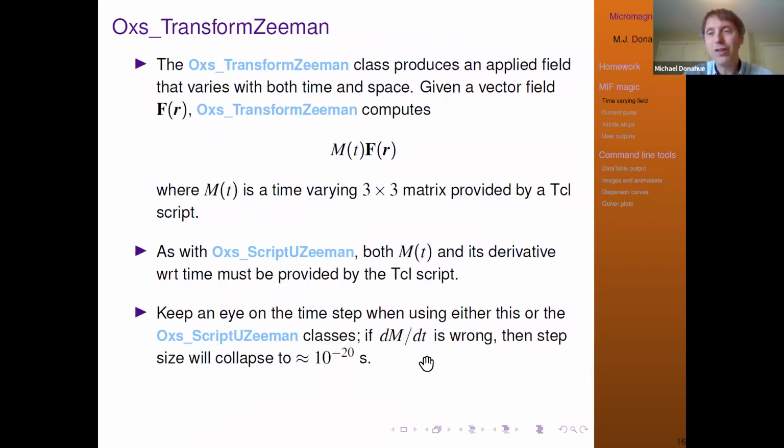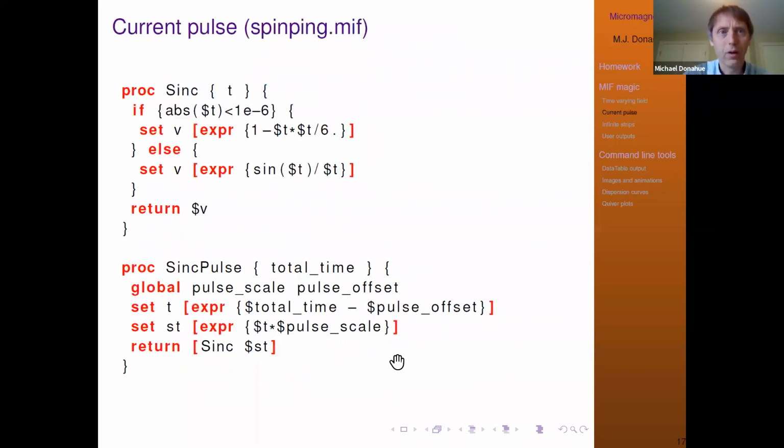And if you get that wrong, if you get the dHdt wrong, then the time stepper is going to basically say, oh, something's wrong here. It's going to collapse the step size. So if you keep an eye on the step size and it gets down to like 10 to the minus 20 seconds, your system is not going to evolve. It's just basically going to be stuck. And that's the most common cause when that happens, that you've made an error when you computed dHdt. Okay, so watch out for that.